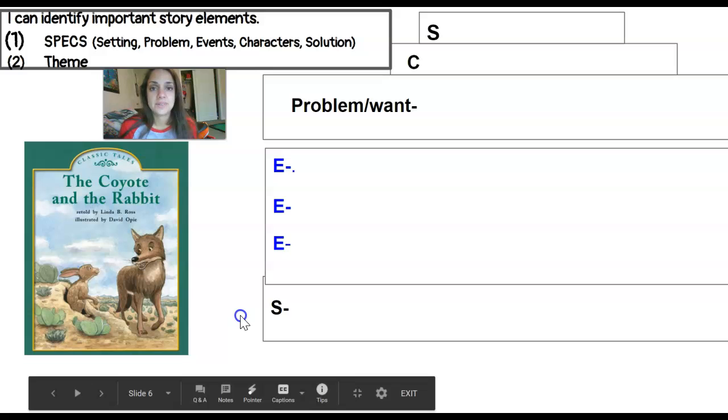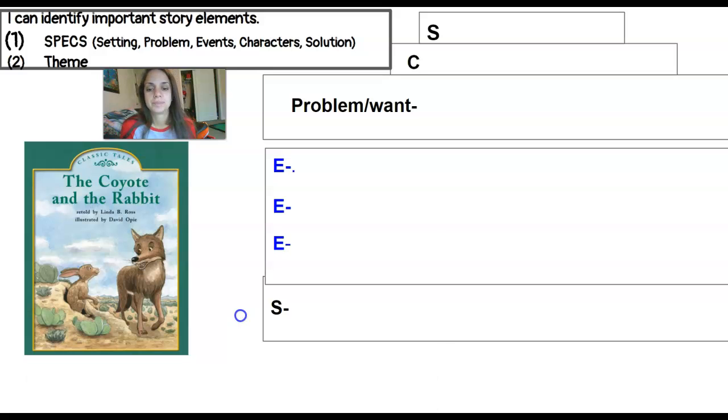How did the text end? What was the solution? And what do you think our lesson is that we could learn from these characters? Think about what the characters said and did throughout the text to get what they want.